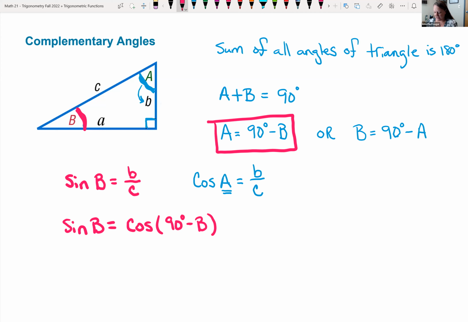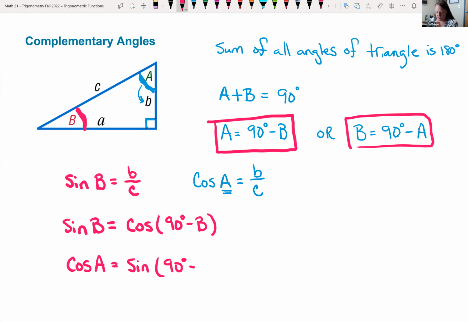We can go in the opposite direction, right? We can say cosine of A, that's the same thing as sine B. But in this case, B we can express as 90 minus A. So cosine of A is the same thing as sine of 90 degrees minus whatever the angle we're looking at for cosine, which is A.